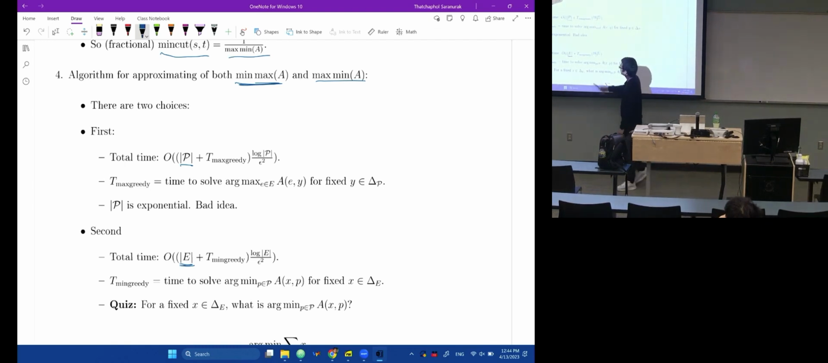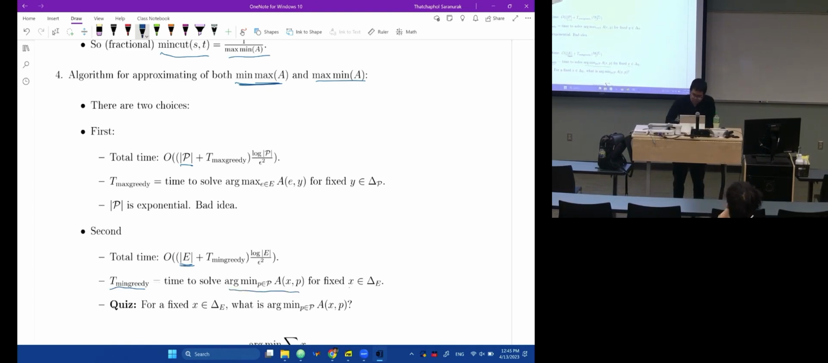And let's analyze what is this thing? What is min greedy? What is the task that greedy needs to do? So recall, the time for min greedy is just the time to solve this min problem.